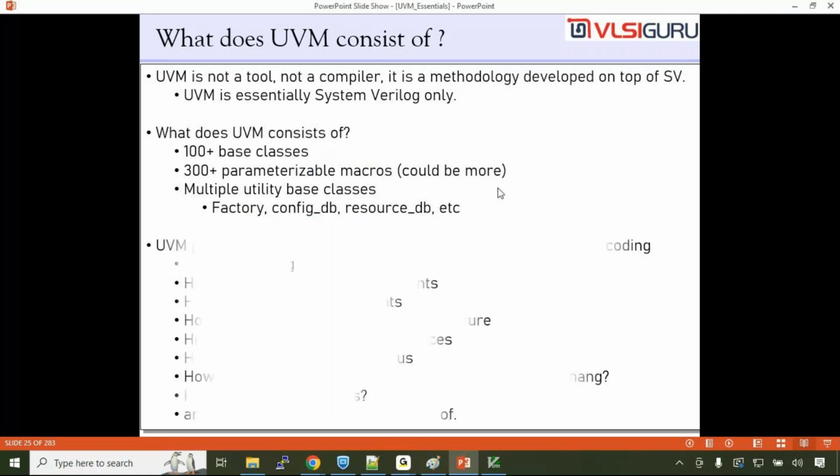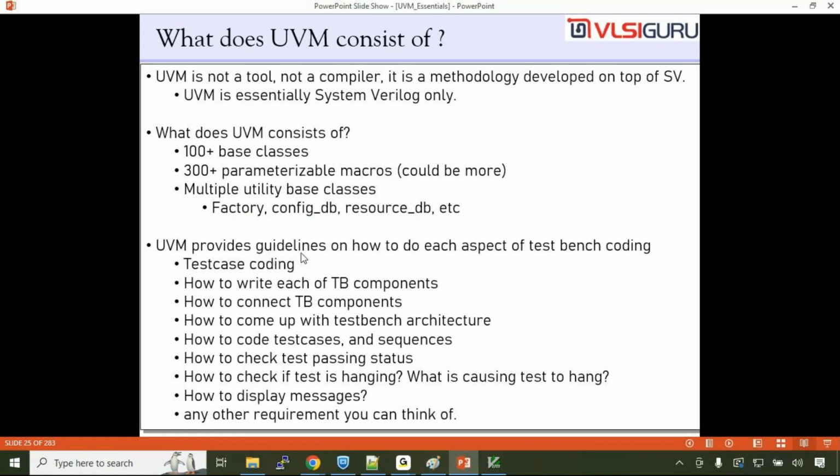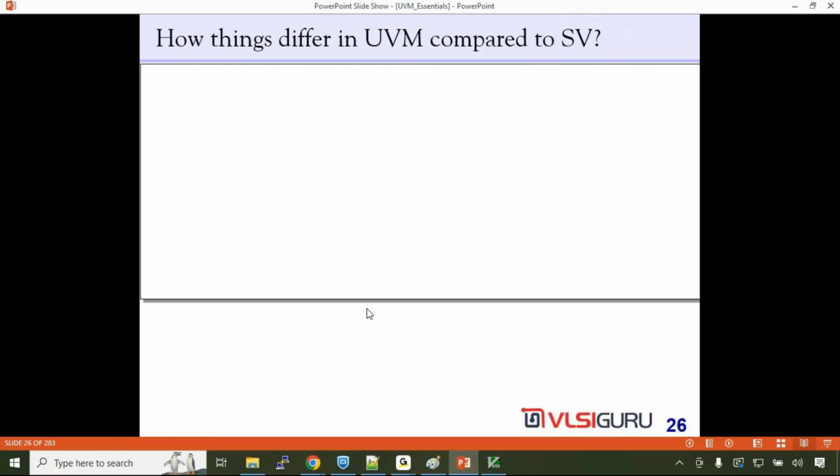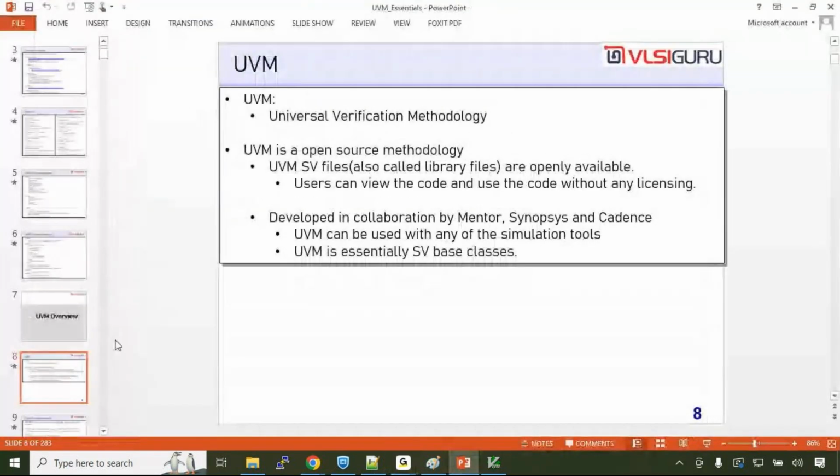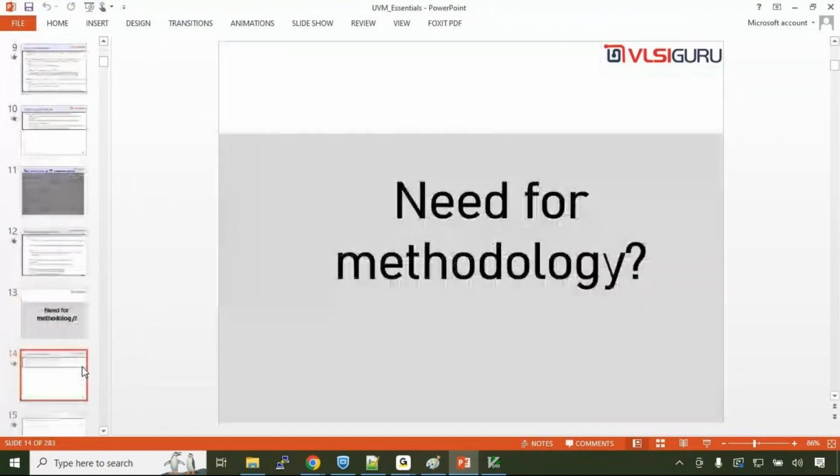Other than that, guidelines on how to do each aspect of the test bench development. It provides the guidelines on how to do test case coding, how to write test bench components, how to connect them, how to come up with the architecture. Everything there is a guideline. You remember we have seen the same list in the previous slide. Next, how things differ in UVM compared to SystemVerilog. Before that, let's understand why people are moving to UVM.